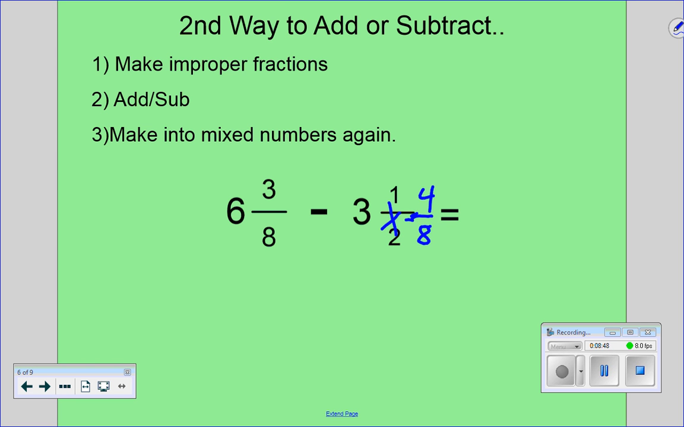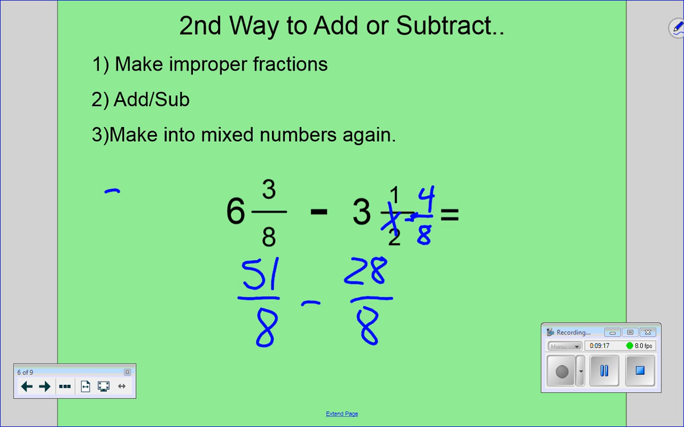So now I'm going to make them into improper fractions. So 6 times 8 is 48, 49, 50, 51 over 8. This one, 24, 25, 26, 27, 28 over 8. Okay, does everybody see what I just did? I just completely made improper fractions. Now all I need to really do is subtract my top two numbers.